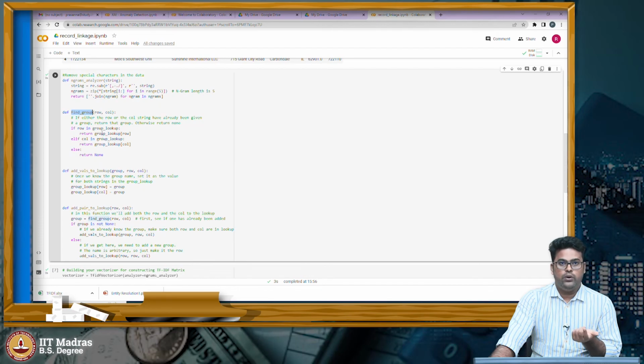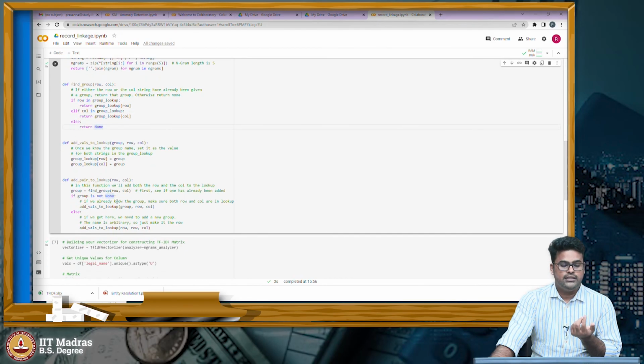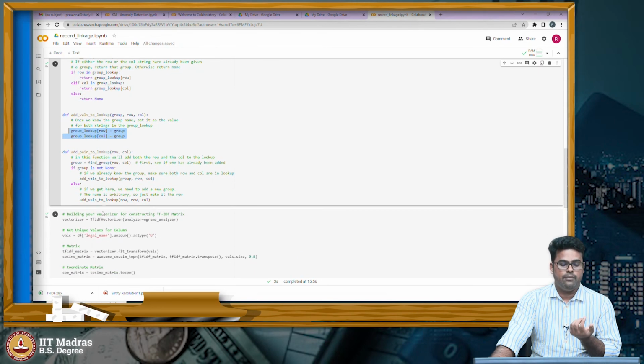If it is found, that particular group lookup is returned. If not, then we are going to create a new group. Essentially, if it is not none, that means this combination is already found, and then we are going to add it to the same group, that is add vals to lookup, and we are assigning that particular group. If it is not found, that is essentially a new entry which is coming up, then we are going to add a new value, basically create a new group.